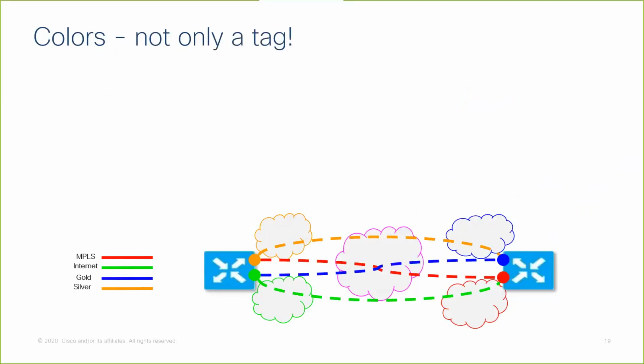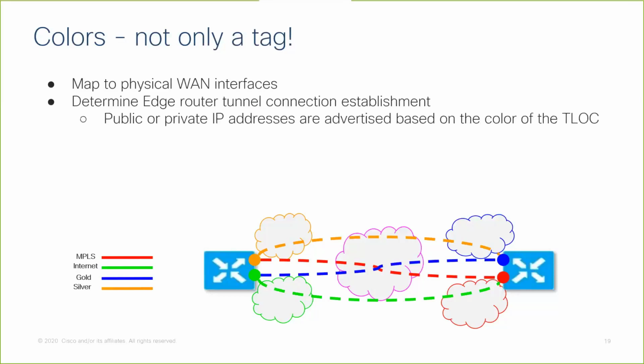So now let's talk about colors. The color is not only a tag. A color is what we use to identify a physical transport. So when you connect your interfaces to a service provider, which could be an MPLS provider or an internet provider or metro provider or something like that, we're going to map the interface to a color.